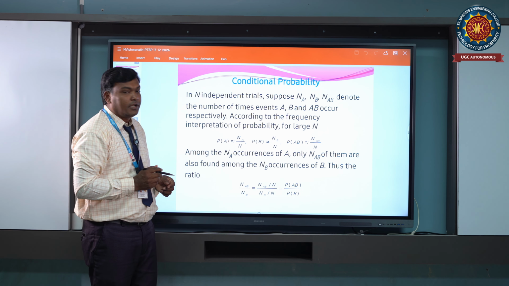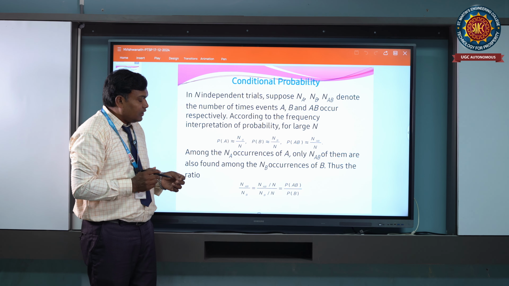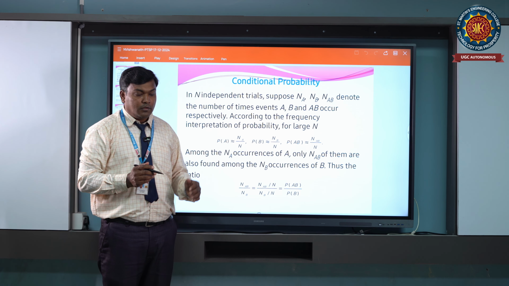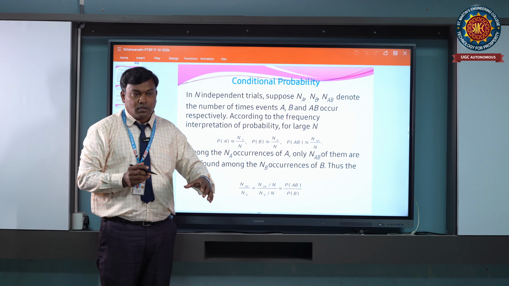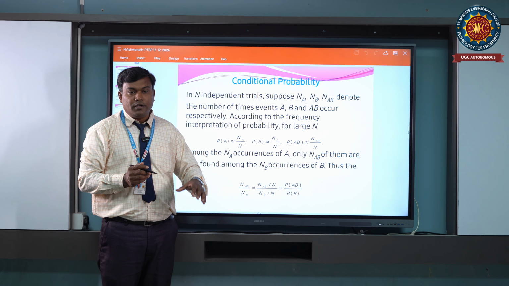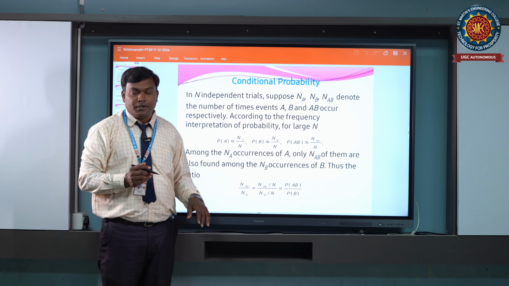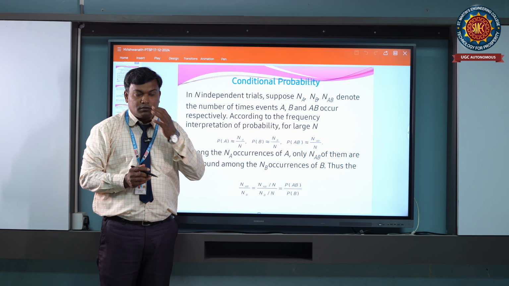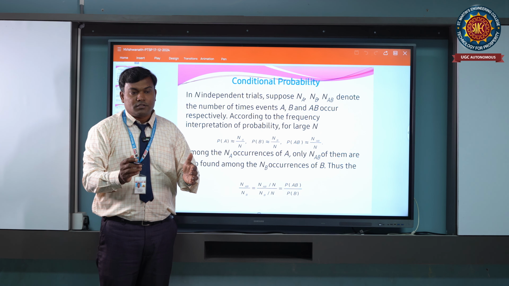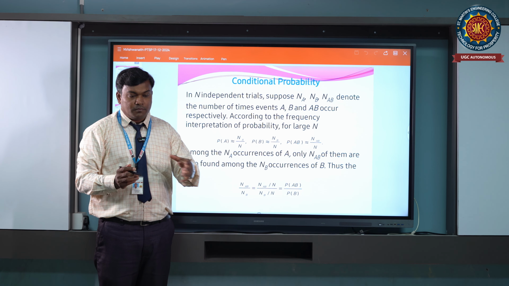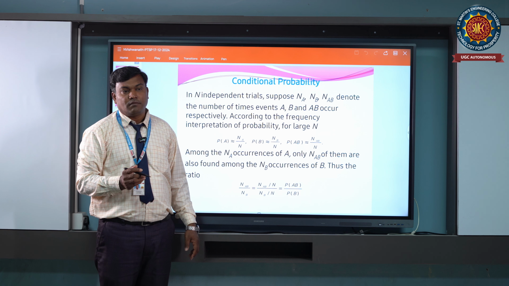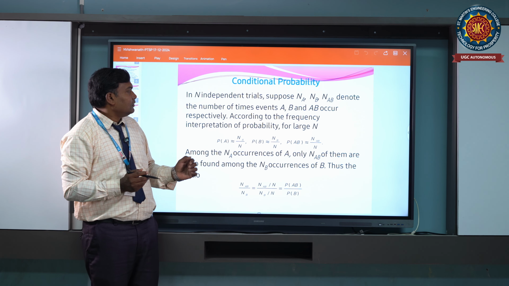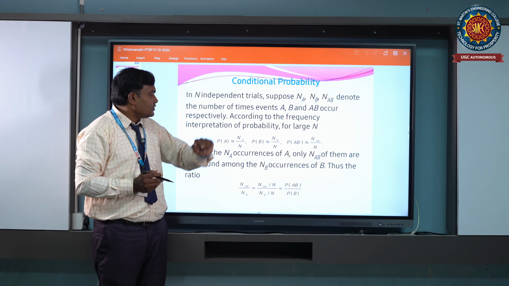Next, a very important concept in probability: conditional probability. This is used in picking a particular color ball in games, or in distribution of particular items. For example, in a box we have some resistors, and if we want to pick a particular resistor, a 5 kilo ohm resistor or a 10 kilo ohm resistor, we use conditional probability.